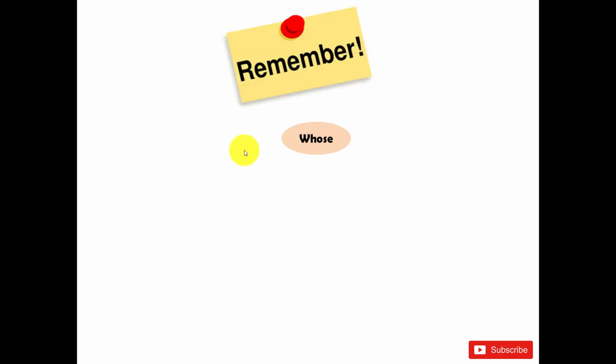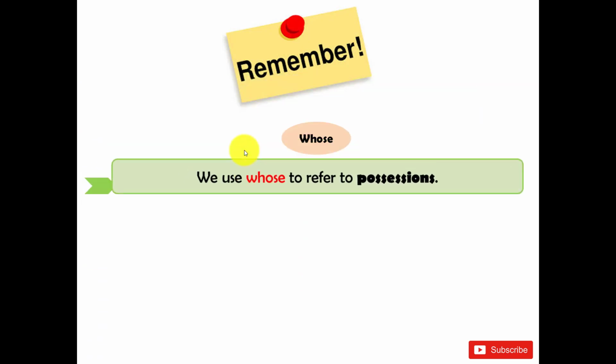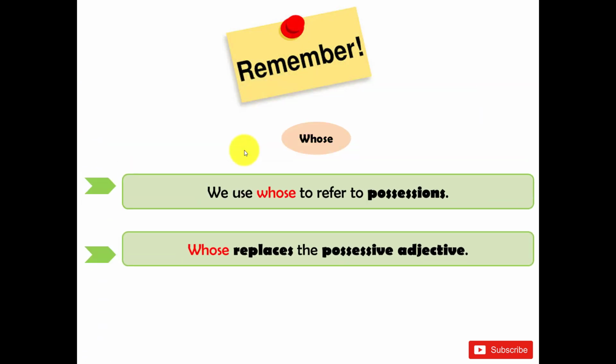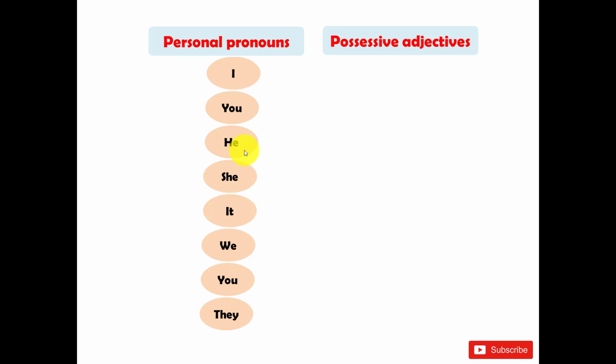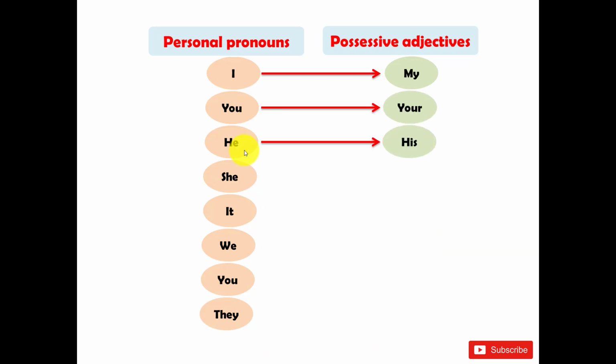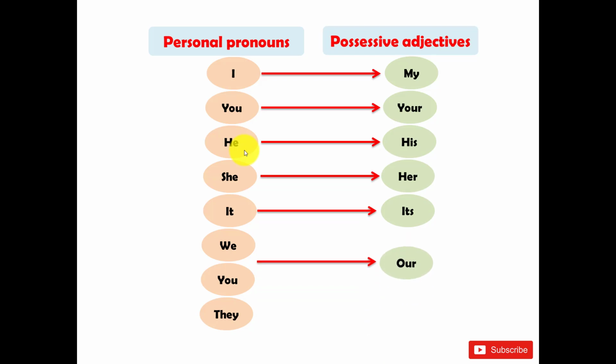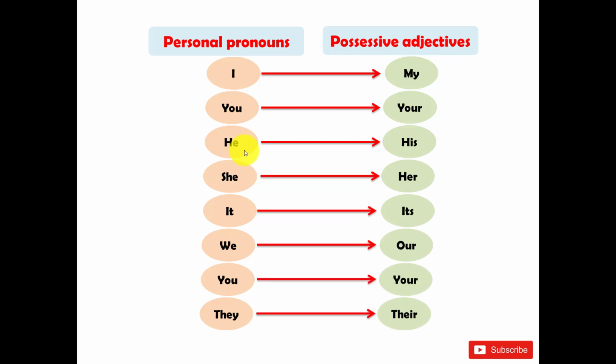Remember, "whose" is used to refer to possession. "Whose" replaces the possessive adjectives. Okay, do you still remember the possessive adjectives? Let's recall them. We have the personal pronouns like I, you, he, she, it, we, you, they. How about the possessive adjectives? For "I" we have my, you, your, his, her, its, our, your, and their.